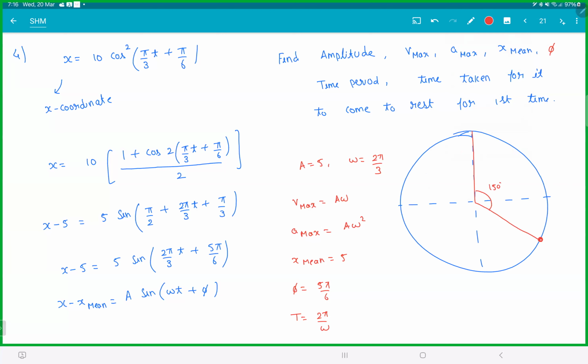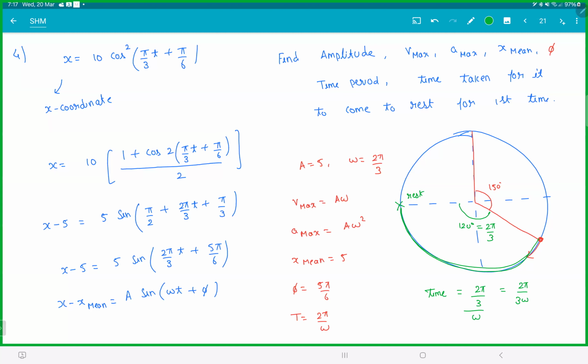Now you tell me, when will the shadow come to rest? It's traveling this way. It comes to rest here, right? At the extreme position. Agreed? That means how much is this angle? That is 90 plus 30, 120 degrees. So the particle has to travel 120 degrees before it comes to rest. 120 degrees is 2π/3. So the time taken for it to come to rest is the angle divided by omega, which is 2π/3ω. That's your answer. That's it.